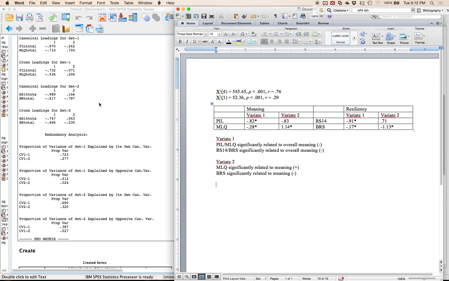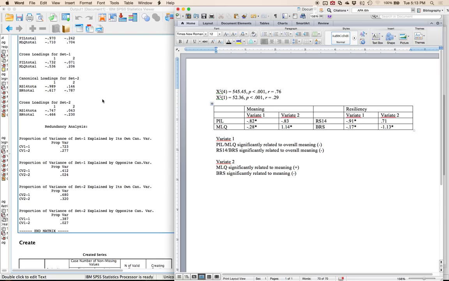Why do you care? Well, essentially what we're saying is that the variable measures its own latent score better than the other one. They're going to be related because that's the point of this analysis, but you don't want your purpose variable to measure resiliency better than purpose because then you've got it on the wrong side.